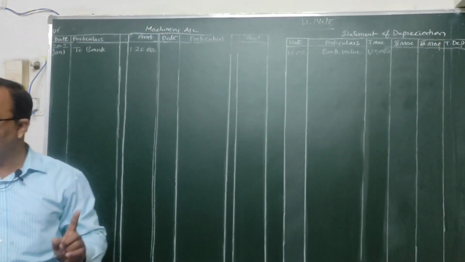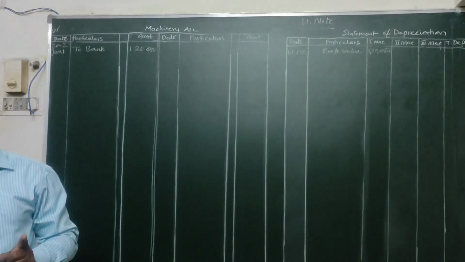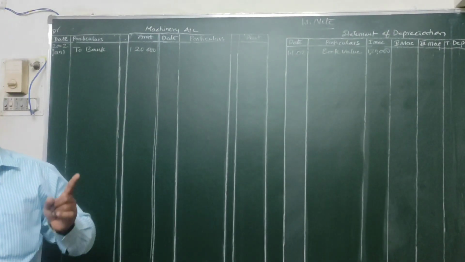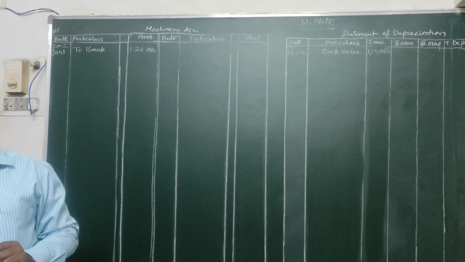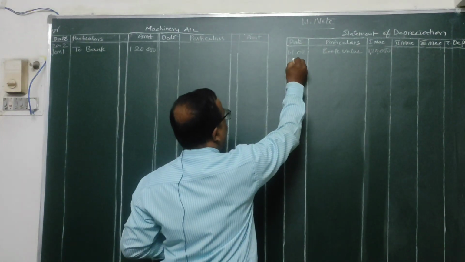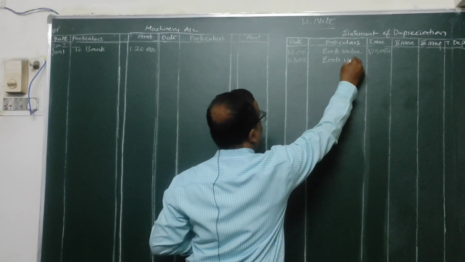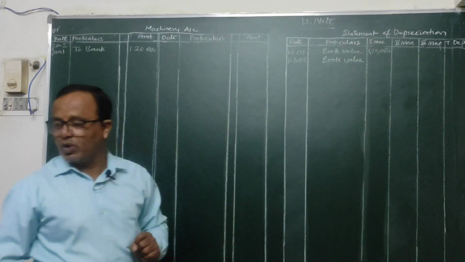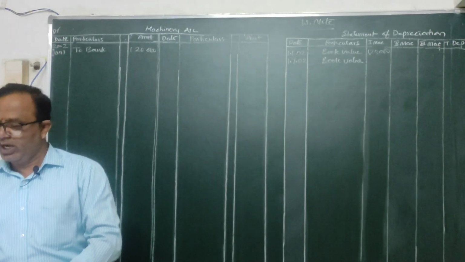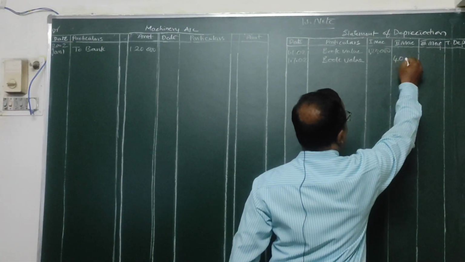See, again what happened in the same year there. Then again on 1/7/2002, that means in the same year, 2002, on 1st of July, another machine was purchased for 40,000. Okay, so on 1/7/2002, another machine was purchased. So once again we will call it the book value. It is purchased for 40,000. So in the second machinery column we are writing 40,000.